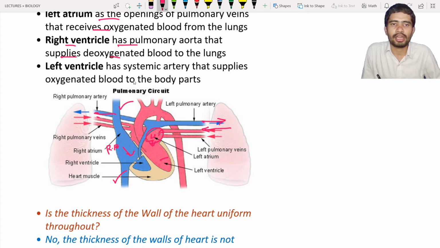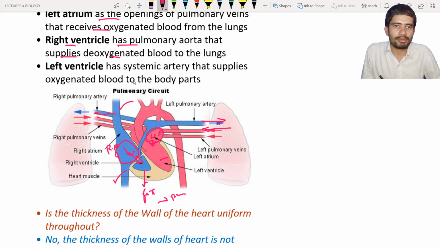Okay, this is the procedure, and we have to note down here when the blood will be pumped and when the blood will be filled. So when these chambers are relaxed, they are going to fill with blood. When these chambers are contracted, they are going to pump to the next chamber. Again, when relaxing, it is going to fill. When contracting, they are going to pump to the next stage.